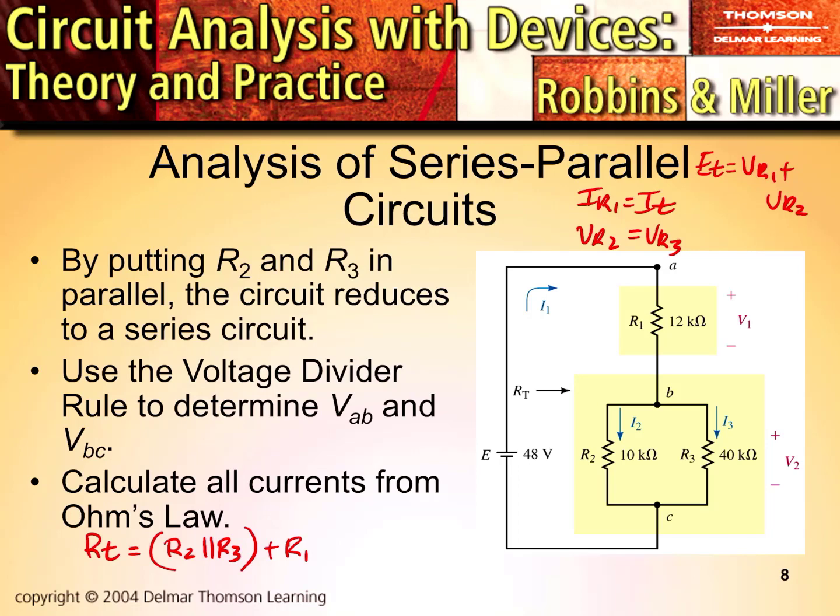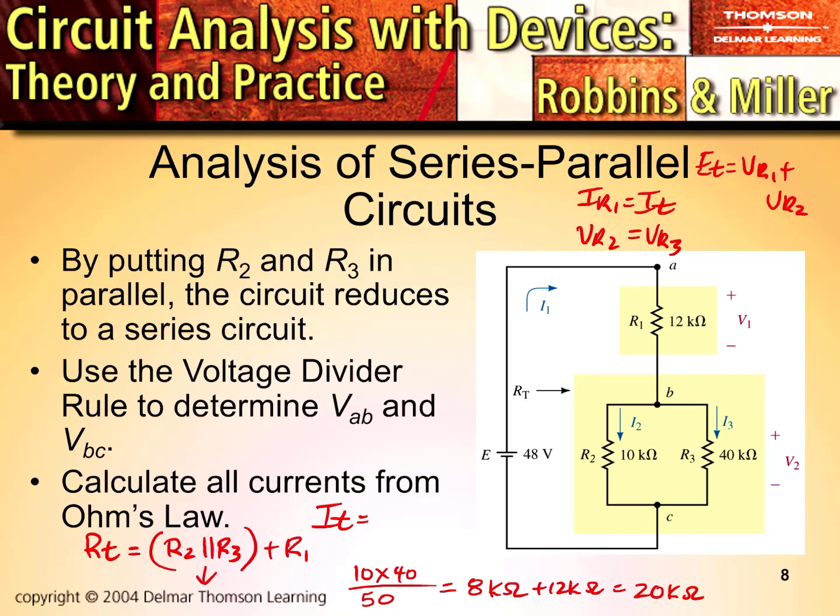So if we start with product over sum then for this part, that's going to be 10 times 40 over 50, right? So that's 400 over 50. That would be 8 k ohms. Now that we have a result of 8 k ohms, we simply have to add that to our 12 k ohms in order to give us 20 k ohms of total resistance, right? So now what do we do? Well, we can move to our total current, right?